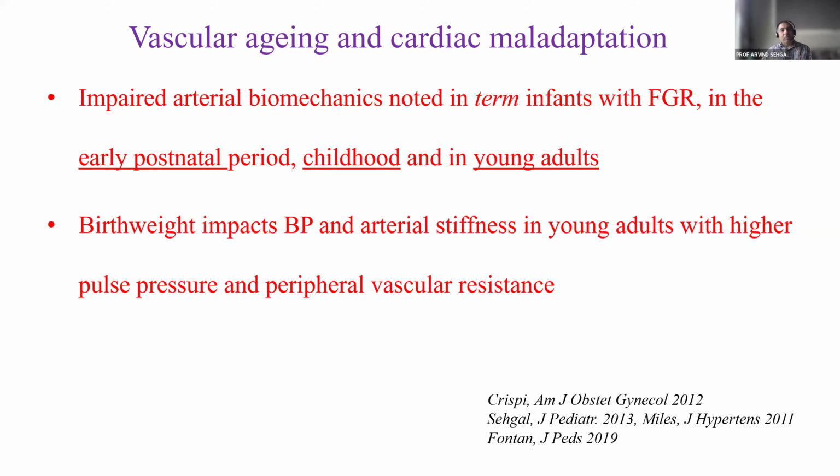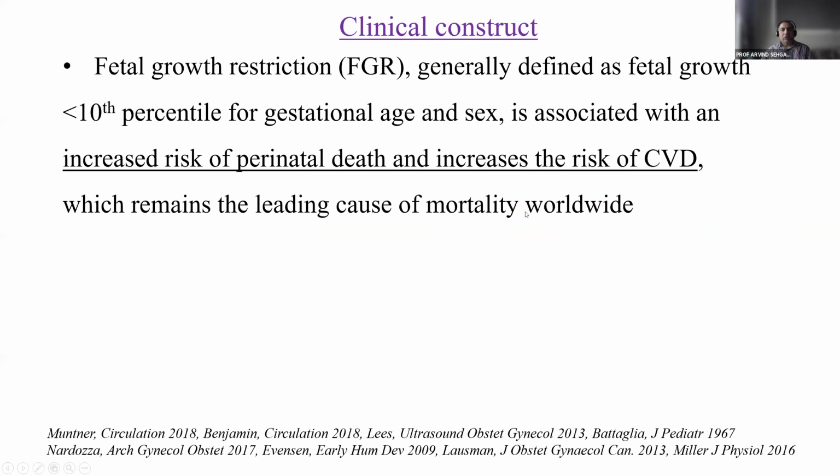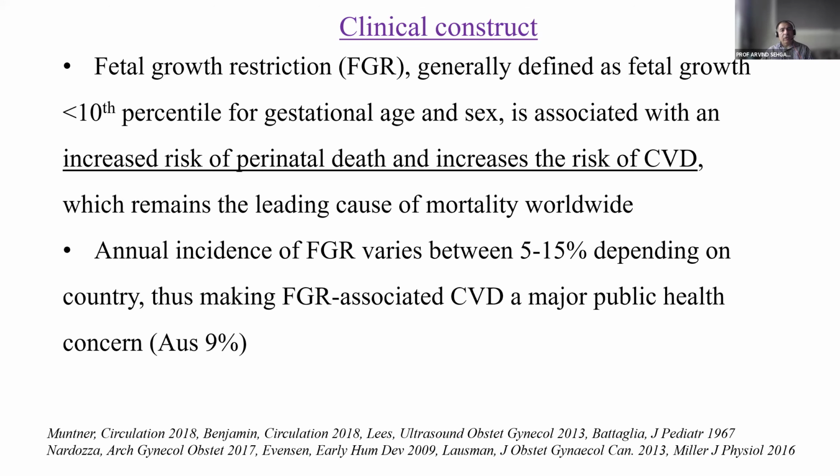Birth weight has a major impact on how blood pressure evolves and how vascular stiffness contributes to pulse pressure and peripheral vascular resistance. So, clinical construct: we know that this cohort is at increased risk of perinatal death. We also know that this cohort is at increased risk of adult onset cardiovascular disease. And how common is it worldwide? 5 to 15%, more so in premature infants, and Australia-wide the data is somewhere in the middle, with 9 to 10% of births affected.